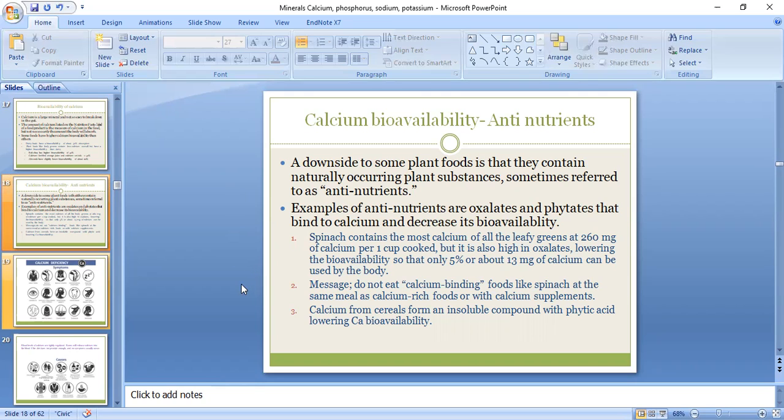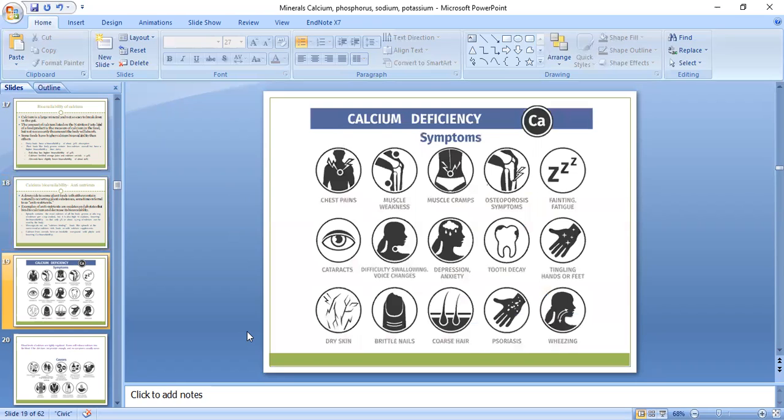So the message is not to eat calcium-binding foods like spinach at the same meal as calcium-rich foods or with calcium supplements. Calcium from cereals forms an insoluble compound with phytic acid, lowering calcium bioavailability.